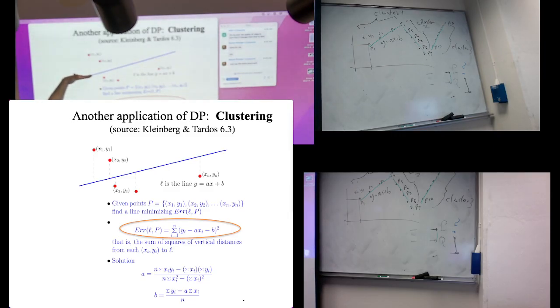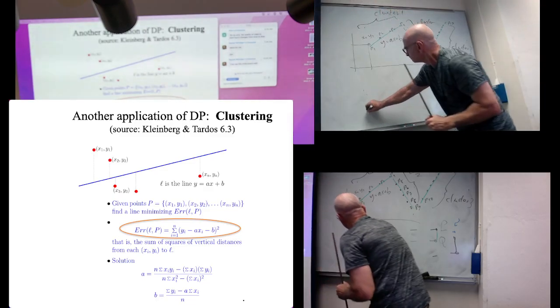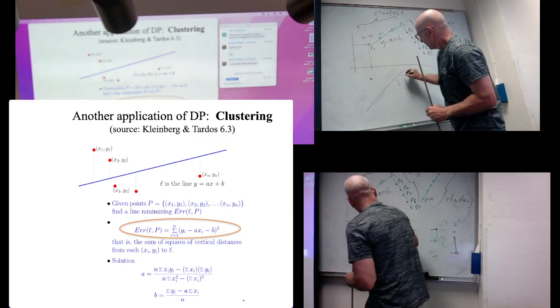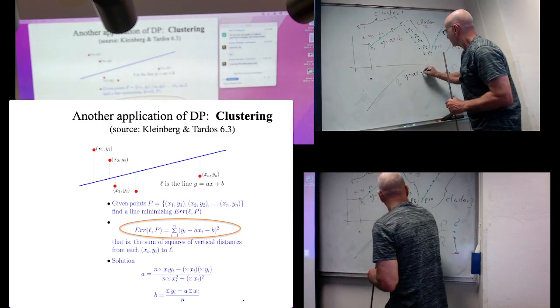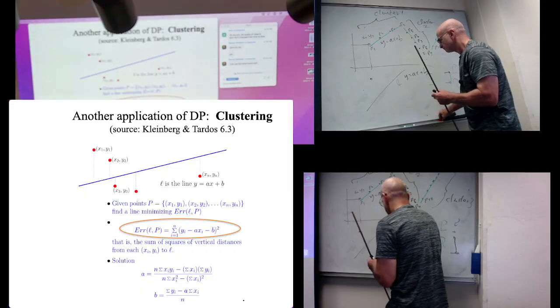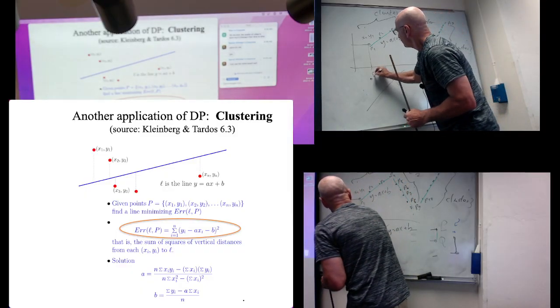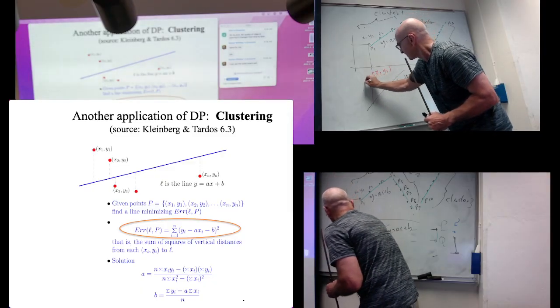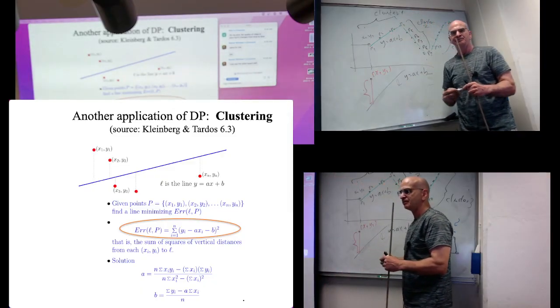So let's assume that this is the line that I'm trying to fit to my points. I'm looking at x1, y1, and ask what is the vertical distance between this point and the line. The vertical distance. Here is my line L, y equals ax plus b. Here is my point x1, y1, and I'm measuring this vertical distance.